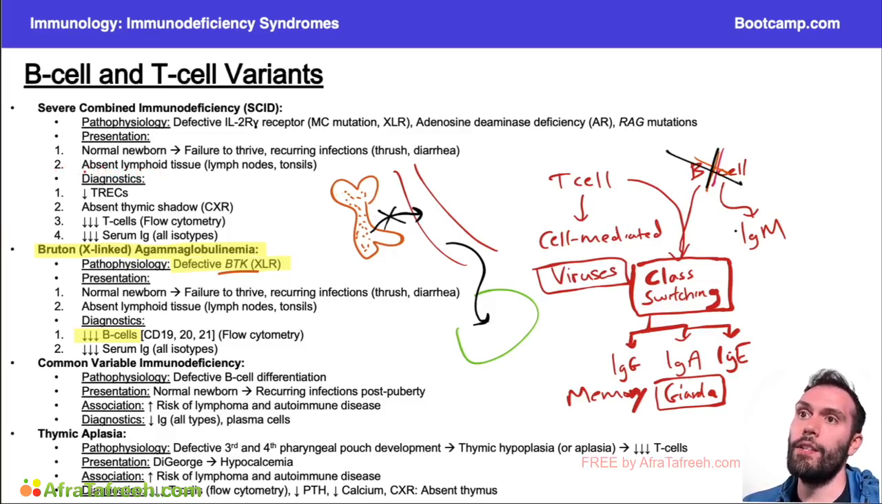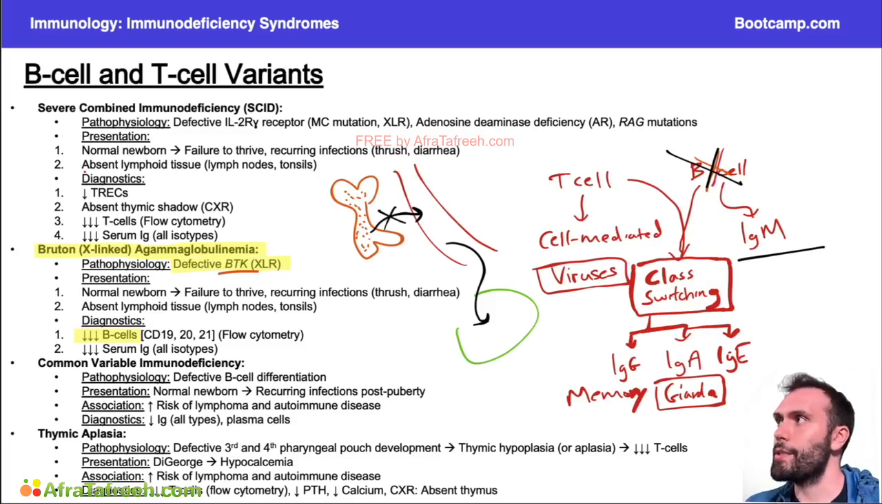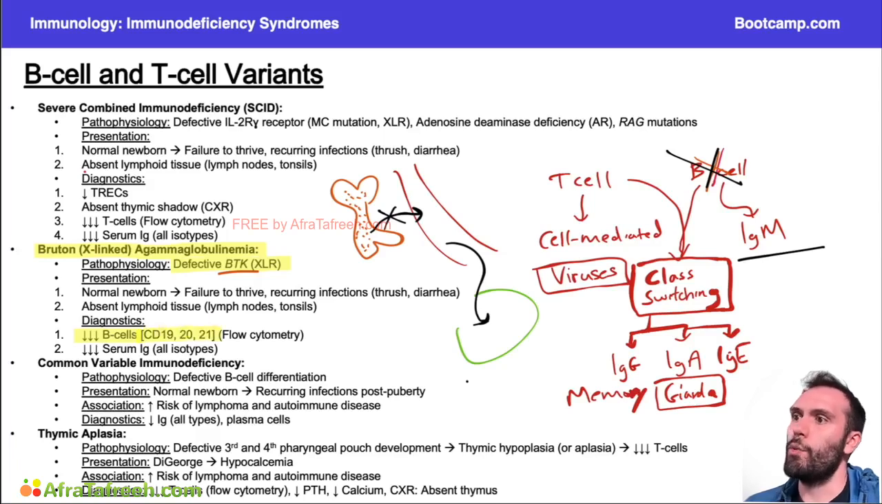And if I don't have any B cells, right, I'm going to have a hard time making IgM. I'm going to have a really hard time making any other immunoglobulins in general because I can't class switch, right? I'm not going to have B cells to bind to T cells to get activated to become antibody factories or plasma cells. Okay, so if I did flow cytometry on these patients, I'd see very low levels of CD19, 20, and 21. So what would that look like, right?